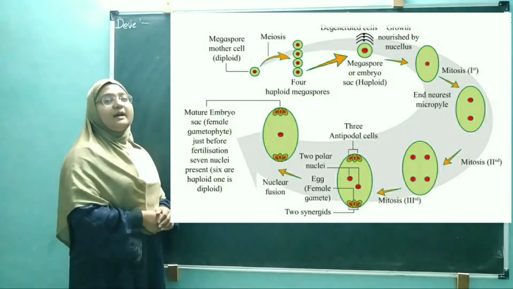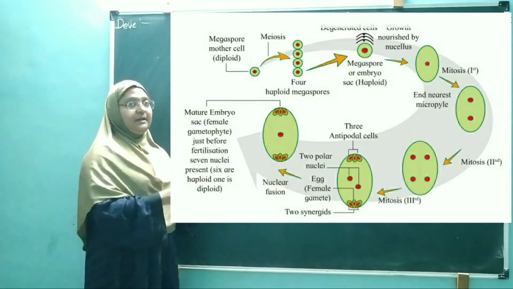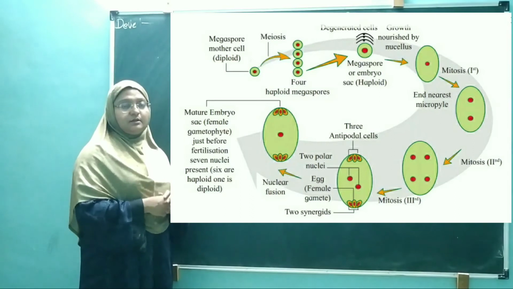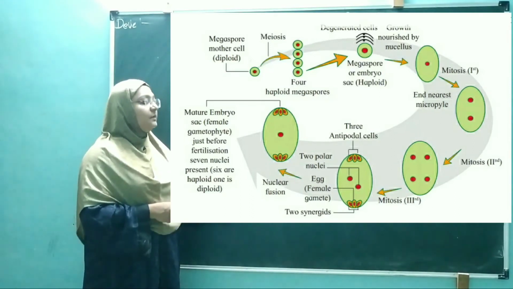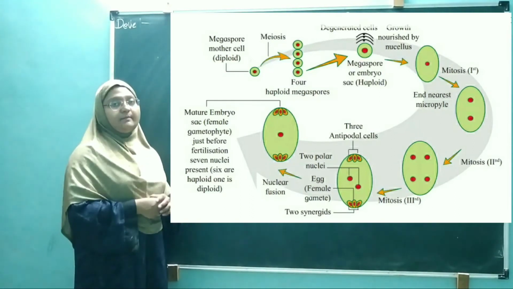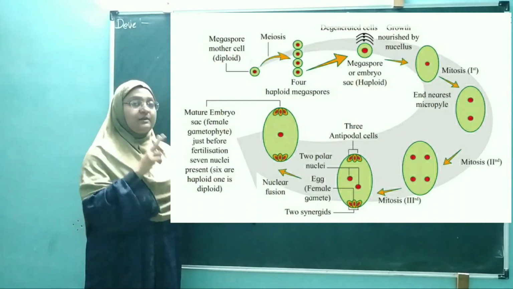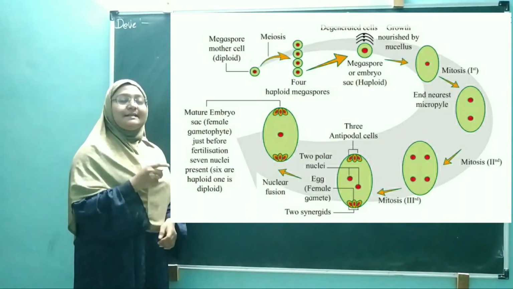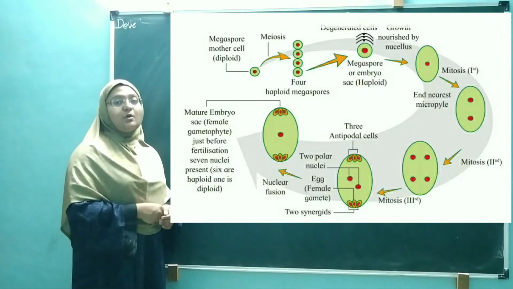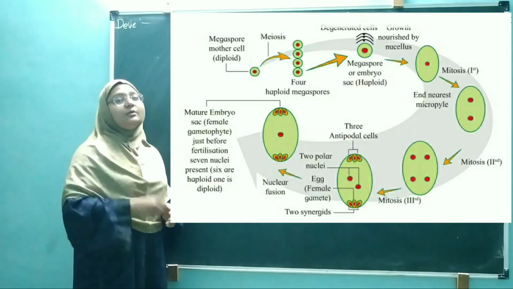And the 2 nuclei which are present in the middle do not cross the poles. They do not go towards the poles. They will acquire only 1 cell. So 1 cell in the middle having the 2 nuclei is called the secondary nucleus. It is also called the degenerative nucleus.